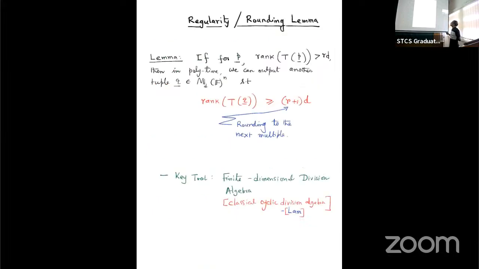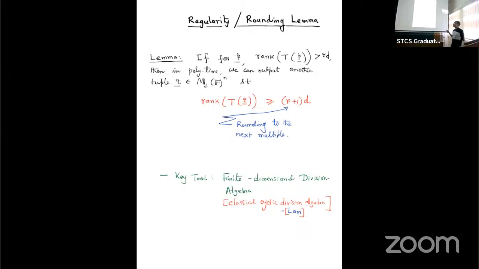In fact, the exact statement of the regularity, or I would like to call it the rounding lemma, is the following. If for some matrix tuple P, the rank is strictly more than R times D, then you can find another tuple Q such that the rank will be greater than or equal to (R+1) times D. So from R you do a rounding and go to the next integer R+1.